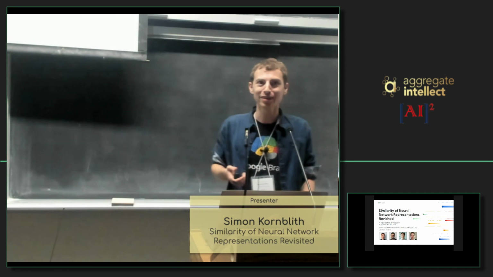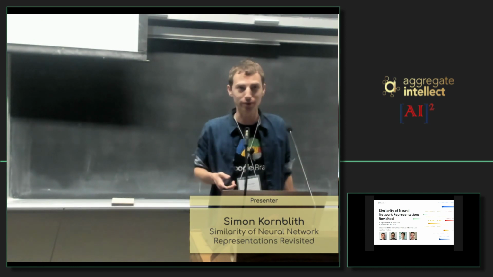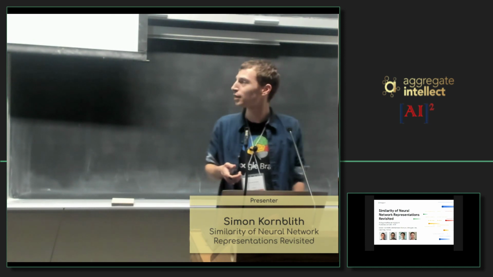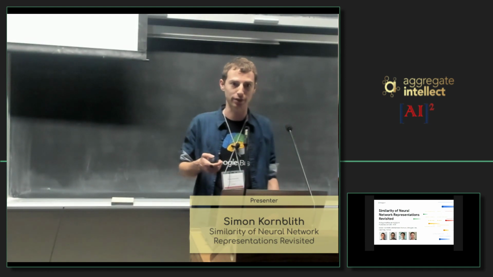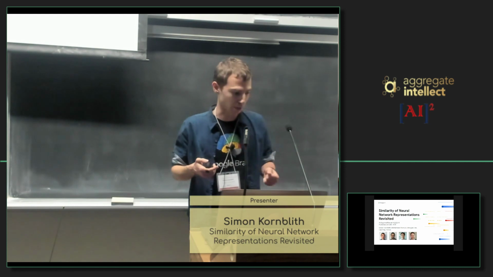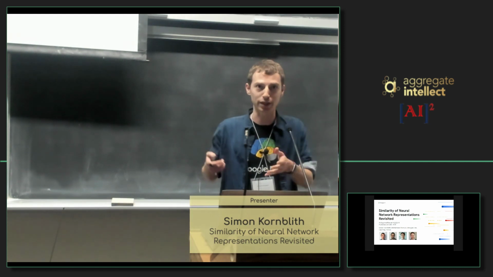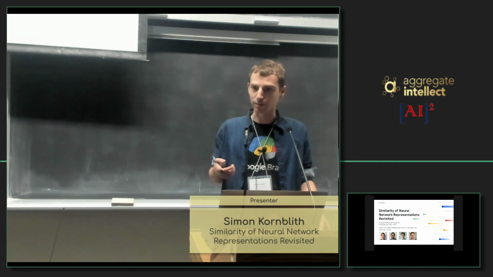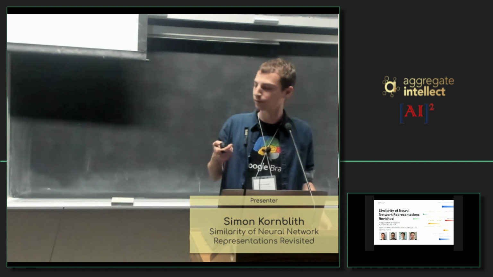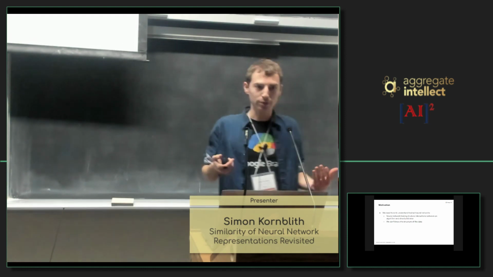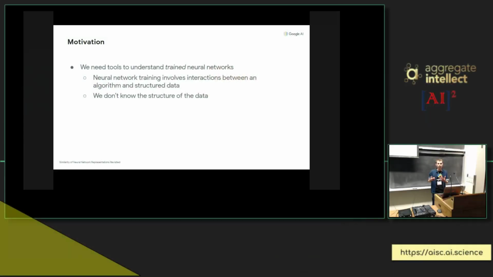All right, so my name is Simon Kornblith. I'm a research scientist at Google Brain, and today I'm going to present our paper, Similarity of Neural Network Representations Revisited. This paper was previously presented at ICML this year, and it's joint work with Mohammed Nourouzi, Hong-Lak Lee, and Jeff Hinton.